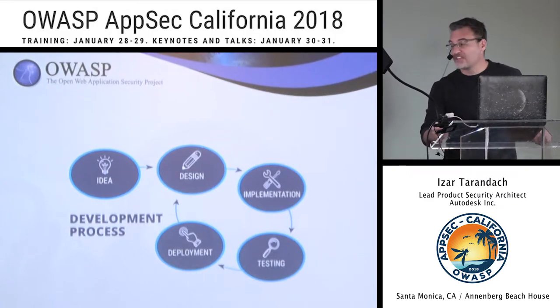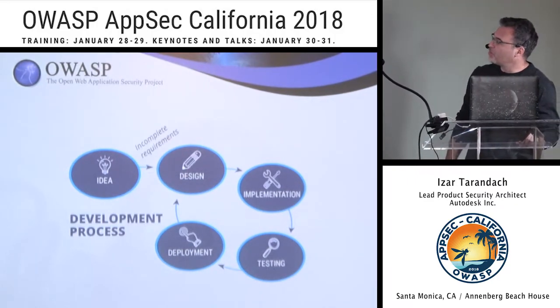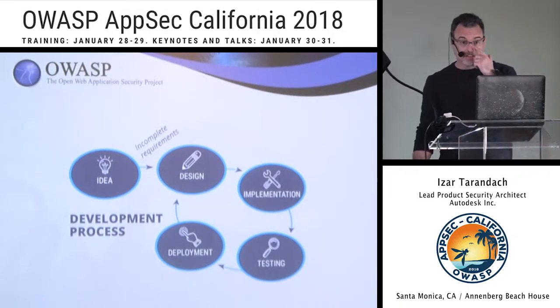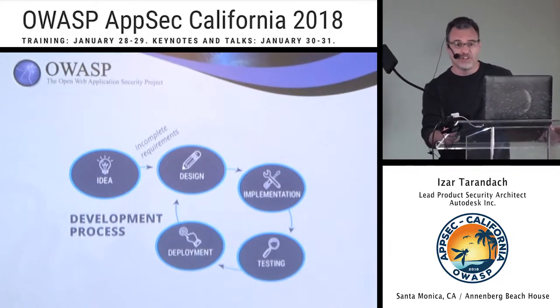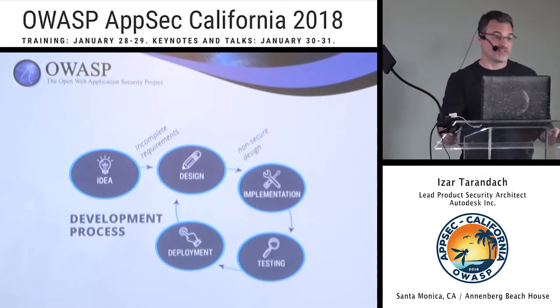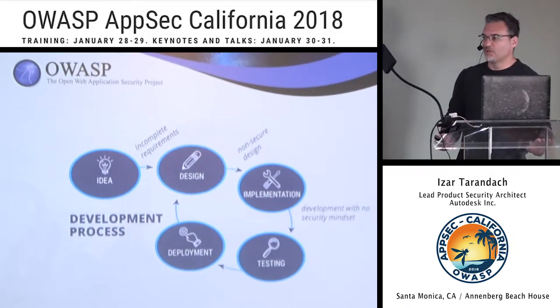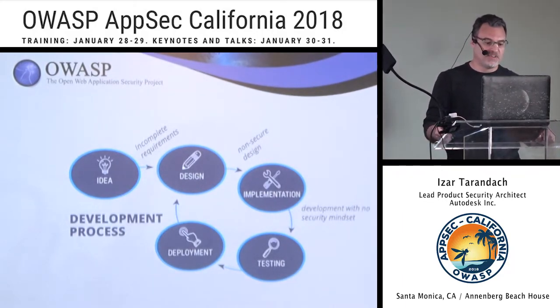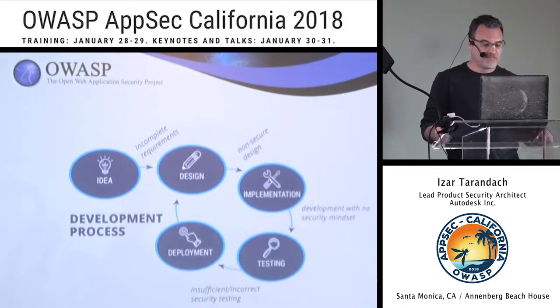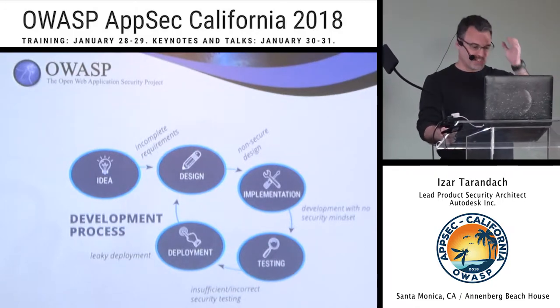As I said, if we look at the things that fail when we are trying to develop something, the first thing between the idea and the design would be incomplete requirements. If you don't know what you're asking for, if you don't know what you expect to get out of that implementation, you probably are not going to get it at the end. When going from the design to the implementation, you could end up with a non-secure design, and then everything is open. From the implementation to the testing, we could have developers who just don't have the security mindset. And from testing to deployment, if we don't do enough security testing, then you don't have enough security findings. And in the deployment itself, you can end up with a leaky deployment, things that are just going places that they were not expected to go.